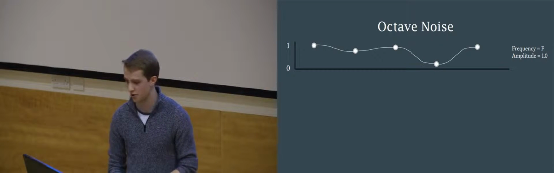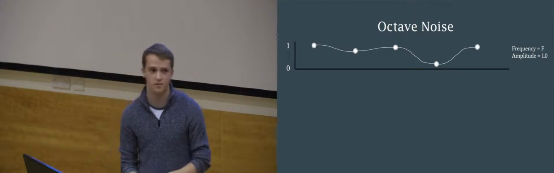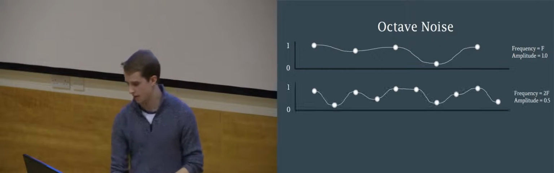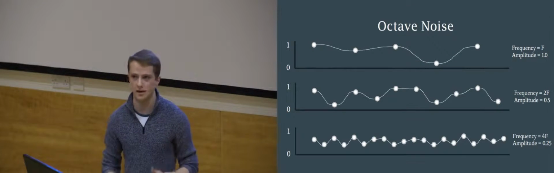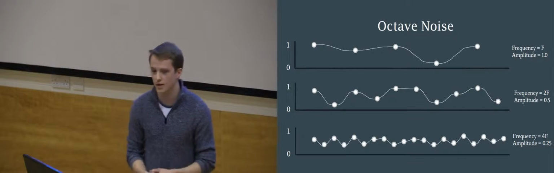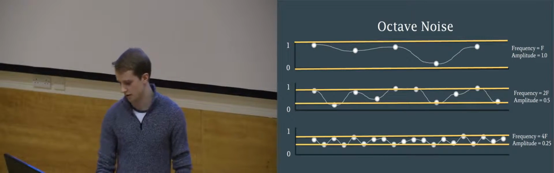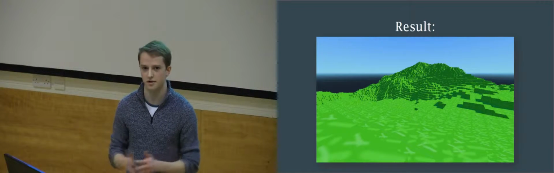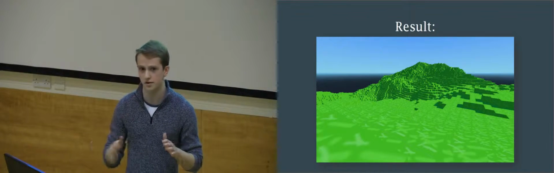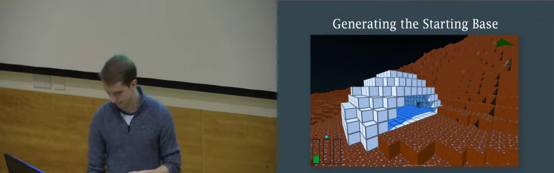The solution is to use octave noise. We start with a high amplitude, low frequency noise. We then begin to halve the amplitude, double the frequency, and we keep doing this, and we add all the resulting noises together. In our project, we do this 16 times, and the result is something like this, in which we have much better defined mountains, features, and hills, but also the details of rocky outcroppings.